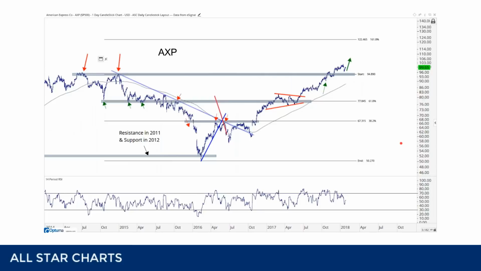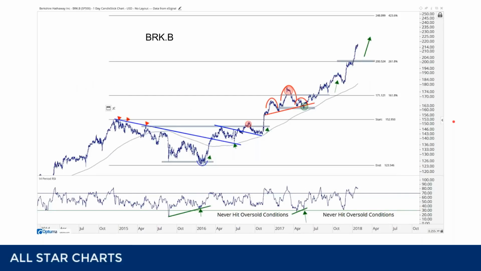American Express, multi-year base, just now breaking out. If we're above 95, we want to be long American Express. I think we go to 122. Berkshire Hathaway, I mean, this is the big mama of them all. So you talk about XLF. XLF is the financial sector. Berkshire Hathaway is the largest stock component of the XLF. So for all intents and purposes, we want to consider it a financial.